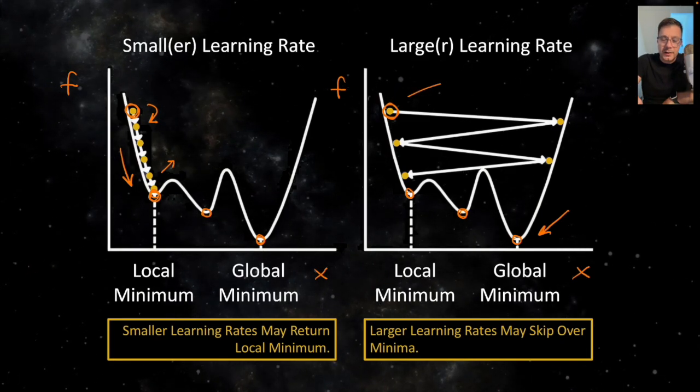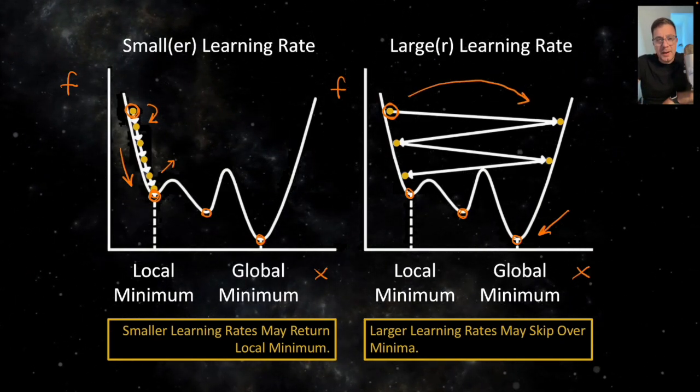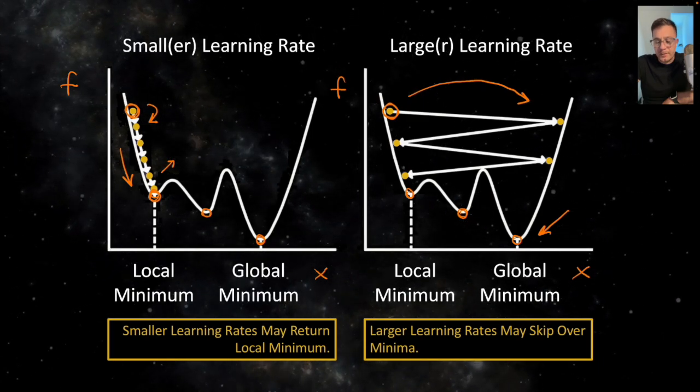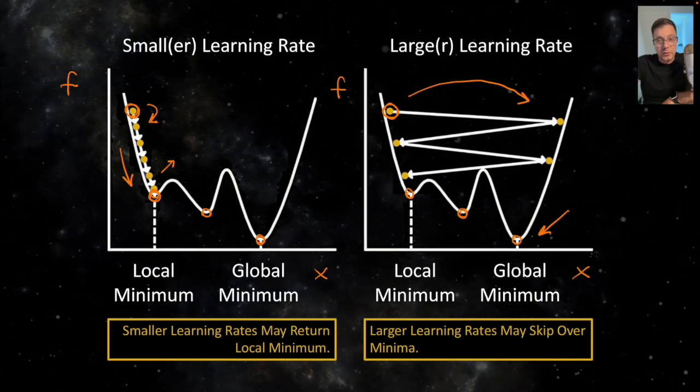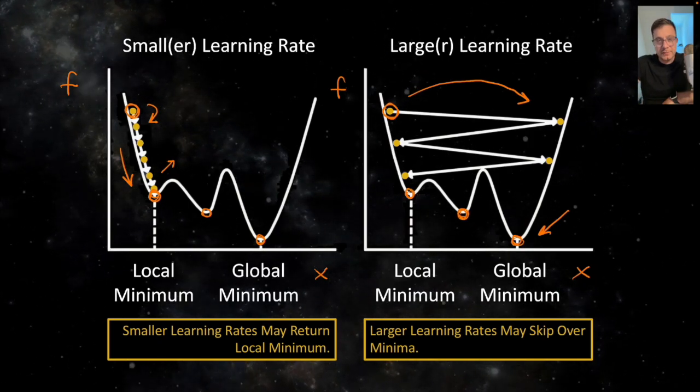With a larger learning rate, the gradient descent algorithm takes much larger steps, which, as we can see, may lead to unstable and divergent behavior. It also, unfortunately, may lead to the gradient descent algorithm skipping over the minima that we are interested in.